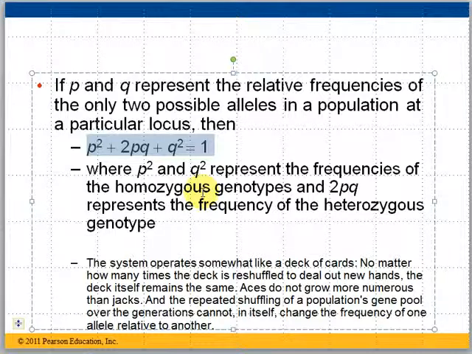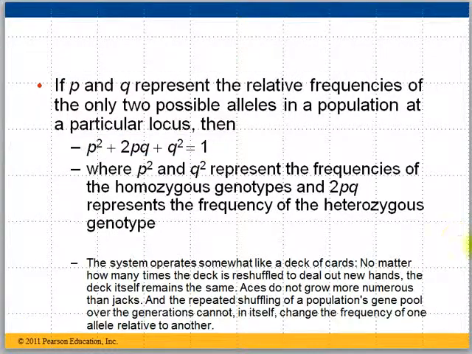So this system operates kind of like a deck of cards. It doesn't matter how many times the deck is reshuffled. You can reshuffle that deck of cards over and over again and deal out new hands, but the deck never changes. If we're at Hardy-Weinberg equilibrium, it's the same thing with the alleles of a population. Just because you shuffle the cards more and more often and deal out more hands, that doesn't mean that the aces grow more numerous than the jacks.